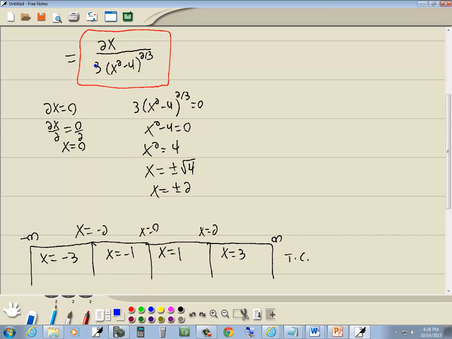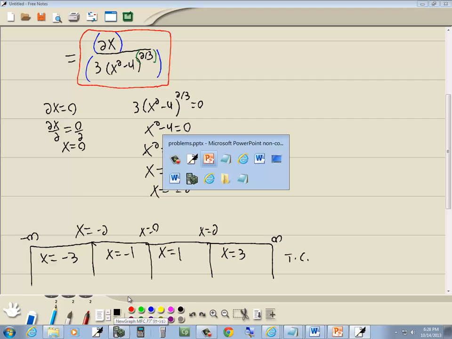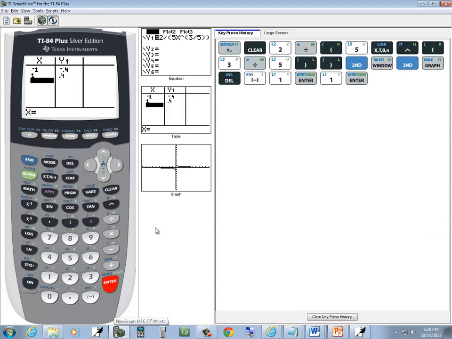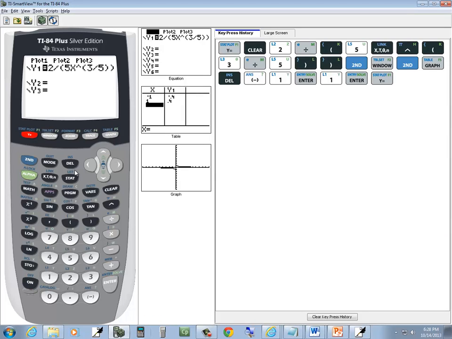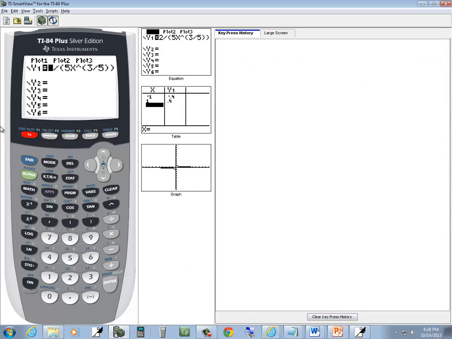The key is, if you have a fraction and more than a single variable or single number on top or bottom, put parentheses on it. So we need parentheses on the top part, and we need parentheses on the bottom part. Now if you have an exponent and you have more than a single number or single variable there, you have to put parentheses on it. So we'll have to put parentheses on 2/3 when we plug it in. So let's see how to plug that in. Press Y equals, clear.